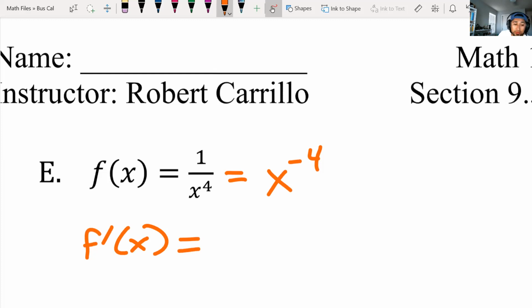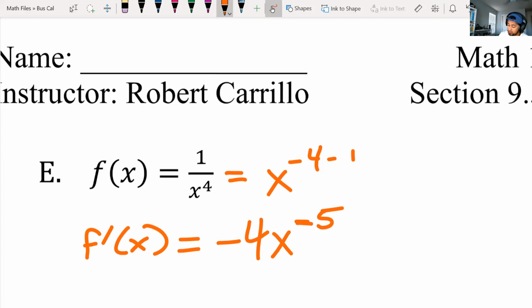And what is the derivative of x to the negative 4 going to be? What number is coming down? It'd be negative 4x to the negative 3 power. Careful. You're subtracting 1, which means you're going more negative. Negative five. Sorry. Negative five. There you go. So you get negative five.